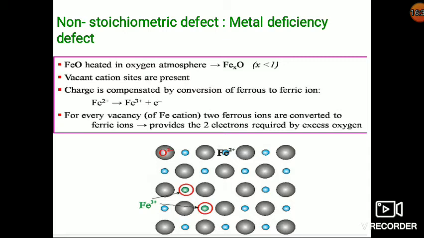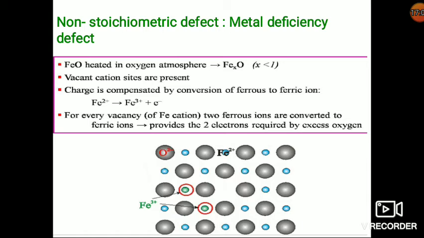So here we have considered FeO. In FeO, iron is in +2 oxidation state and oxygen is in -2 oxidation state. So it is an FeO crystal. Now sometimes it happens that some of the Fe2 plus gets converted into Fe3 plus. Now as soon as the Fe2 plus gets converted into Fe3 plus, how to balance the charge, the electrical neutrality?